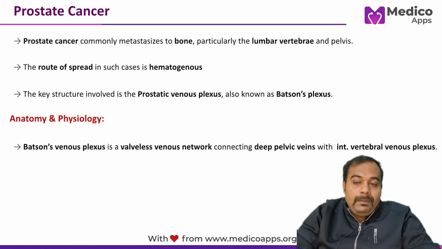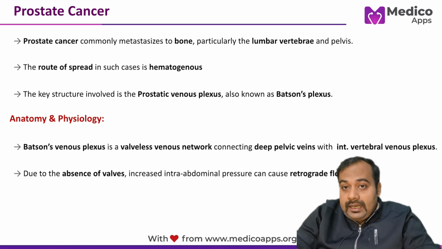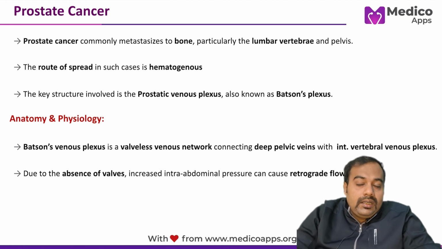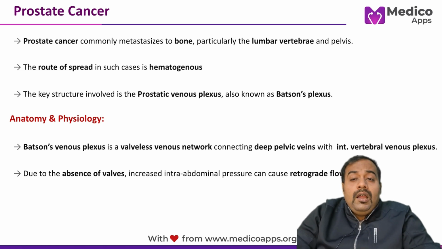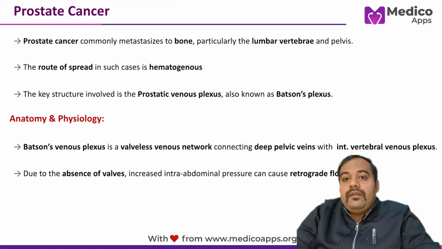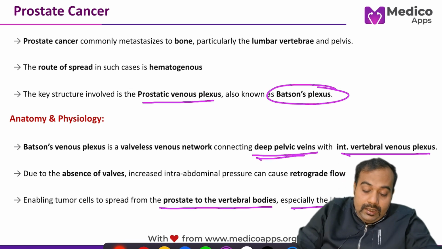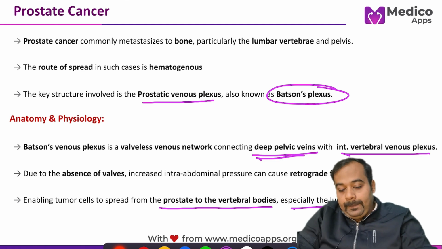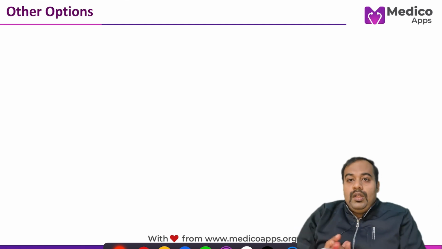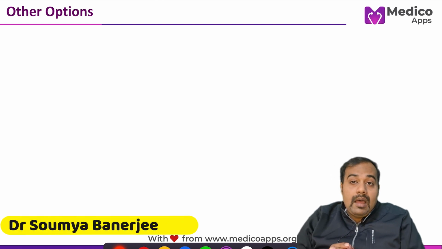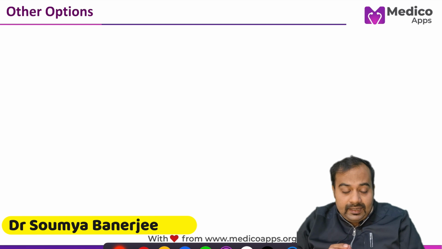So, in a case of prostate cancer, there is seeding of the tumor from the prostatic venous plexus towards the vertebral venous plexus, and there is involvement of the lumbar vertebrae, especially the lumbar spine. This is how a patient with prostate cancer can present with a lumbar spine metastasis.